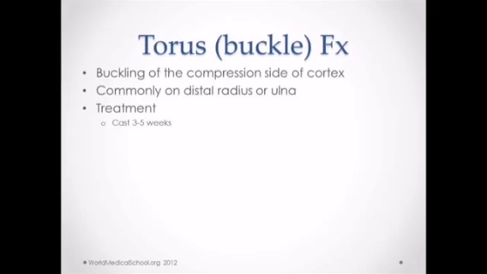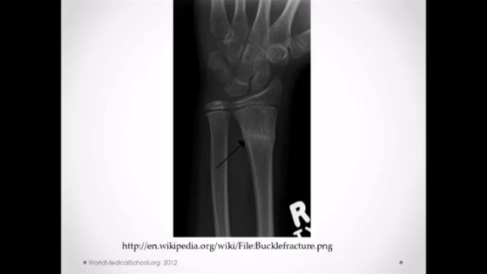Torus fractures, or what are commonly called buckle fractures, result in buckling of the compression side of the cortex. Commonly the distal radius or ulna. These are likely due to trauma. Casting for 3 to 5 weeks is the treatment. And this radiograph demonstrates that buckle or torus fracture of the distal radius.